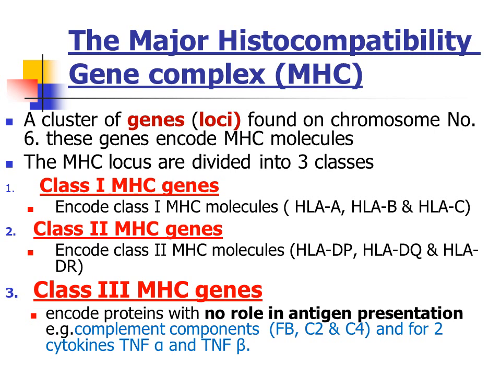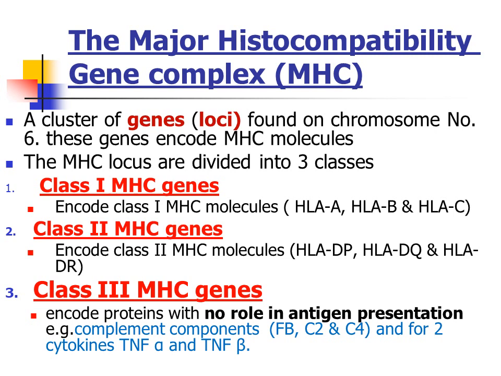The major histocompatibility gene complex, MHC, is a cluster of gene loci found on chromosome number 6. These genes encode MHC molecules. The MHC locus is divided into 3 classes: class 1, class 2 and class 3. Class 1 encodes class 1 MHC molecules. They include HLA-A, HLA-B, HLA-C.